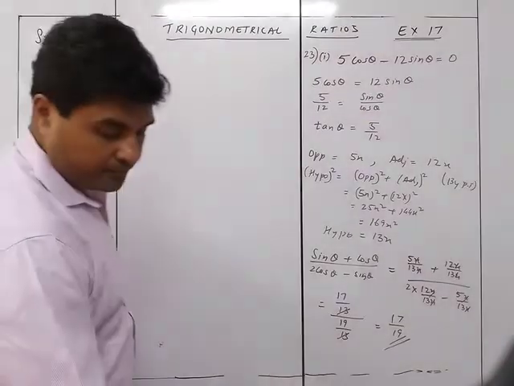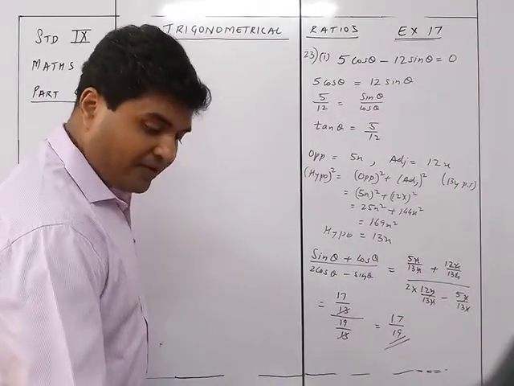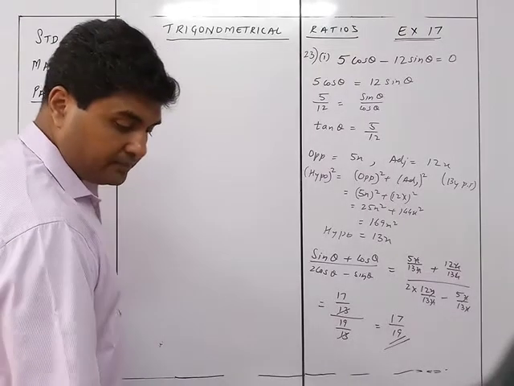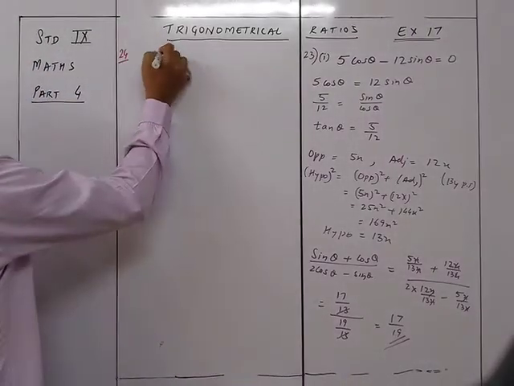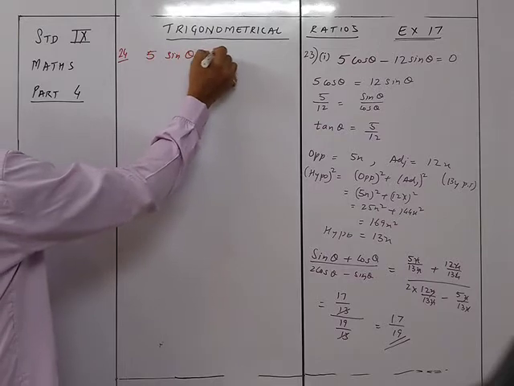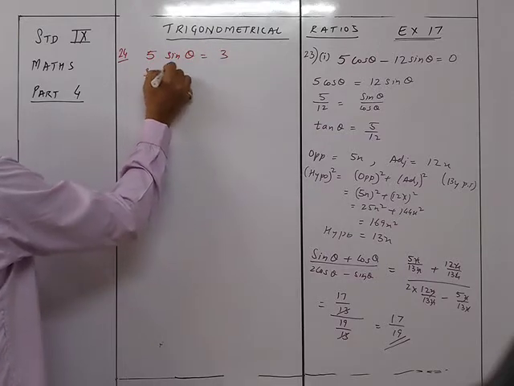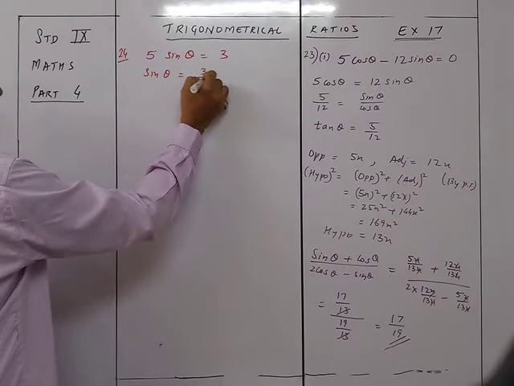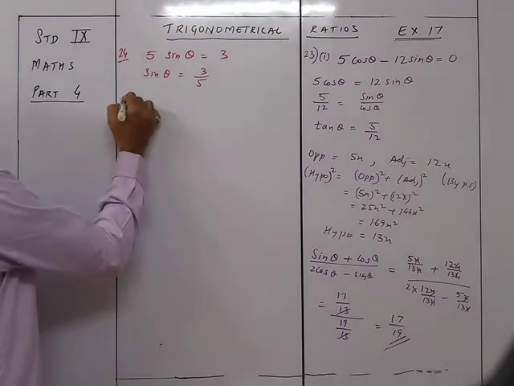Sum number 24. 5 sine theta is equal to 3. So simple again. 5 sine theta is equal to 3, so sine theta is equal to 3 upon 5. That comes to the same thing.